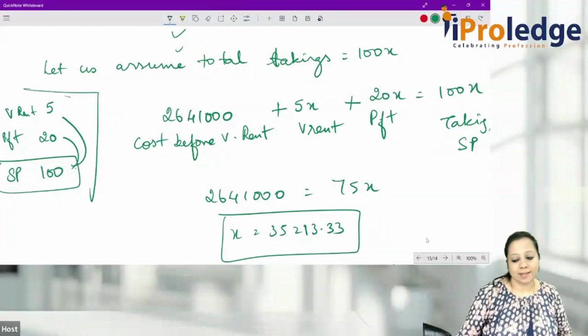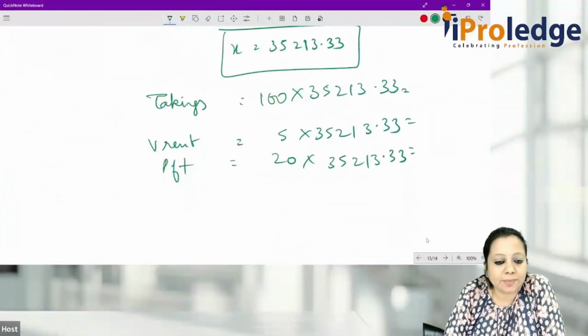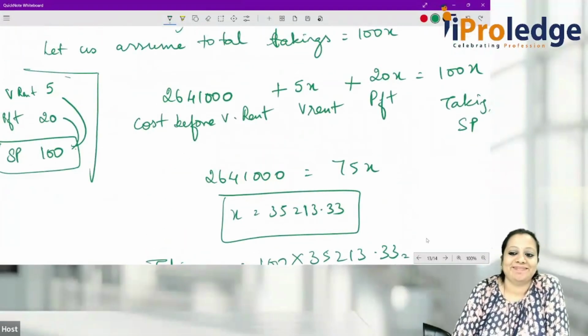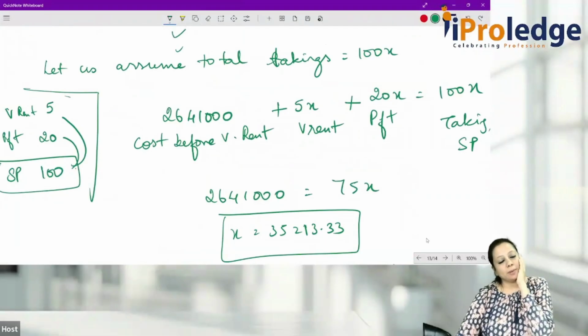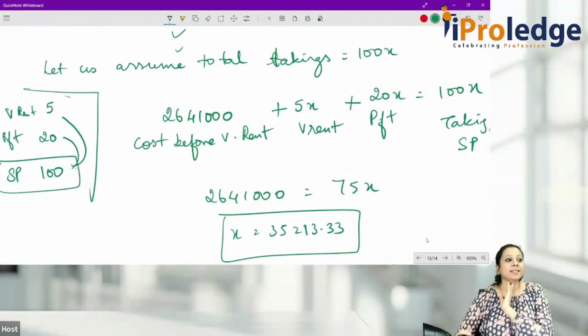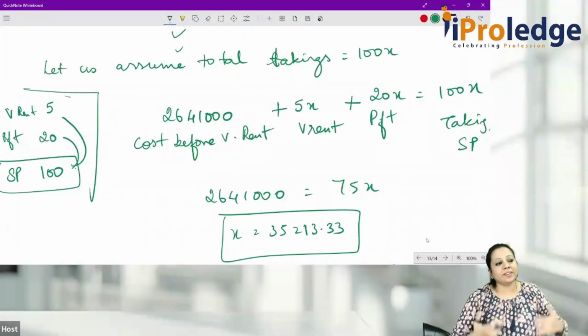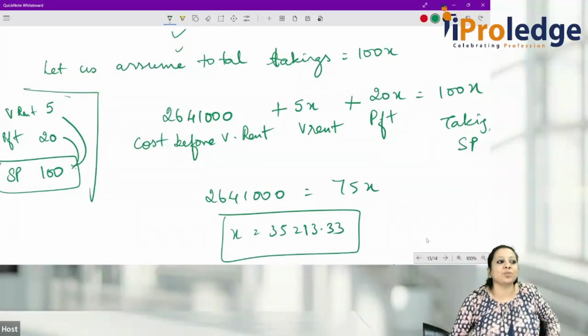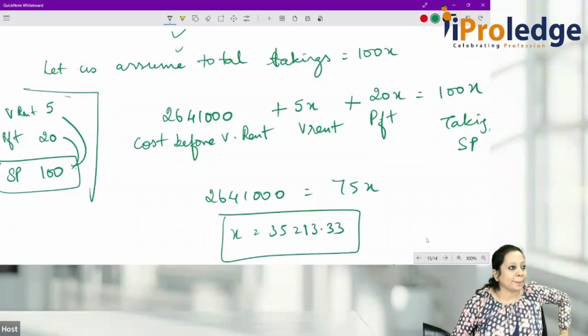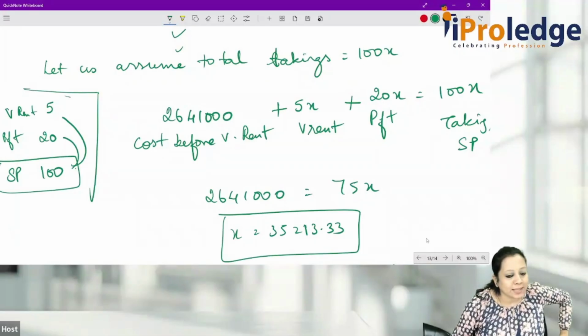Done, everyone? Okay. So always just remember one thing. If they have said takings, fare, freight, all this means selling price as far as service costing is concerned. And if they have given the profit percentage on cost, assume cost to be 100. If they have given the profit percentage on sales, please assume the sales to be 100. Okay. Shall we proceed, students?